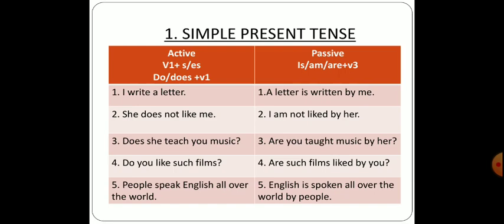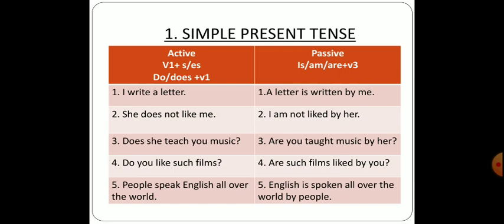So the first one over here is I write a letter. So I becomes subject, write becomes verb, letter becomes object. So when we change into passive, the object will become subject. So the sentence will be a letter is written by me. The second one is she does not like me. So over here in the passive form it will be I am not liked by her. So if you observe, in passive form we are putting by.